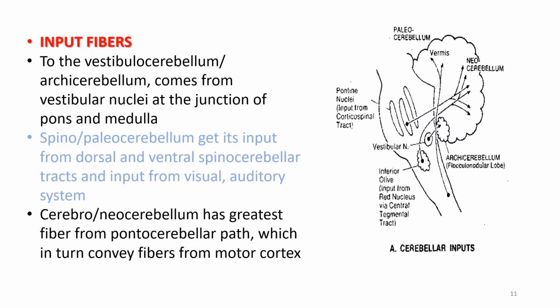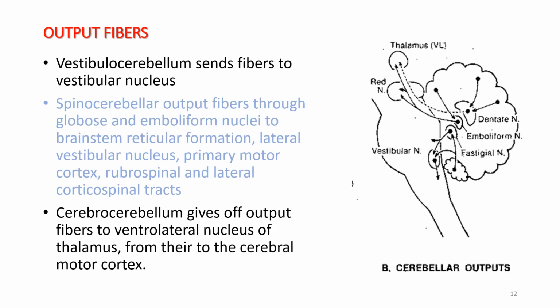Here are the cerebellar inputs. To the vestibulocerebellum, or archicerebellum, inputs come from the vestibular nuclei and the junction of pons and medulla. The spino- or paleocerebellum gets its input from the dorsal and ventral spinocerebellar tracts and input from the visual and auditory systems. The cerebrocerebellum, or neocerebellum, has the greatest fiber input from the pontocerebellar path, which in turn conveys fibers from the motor cortex.